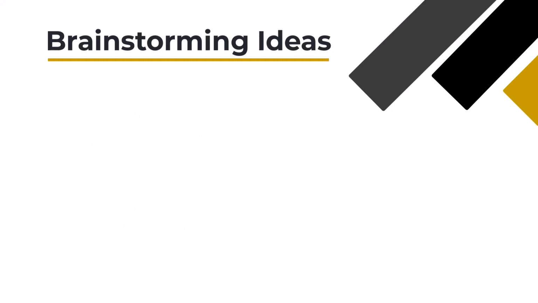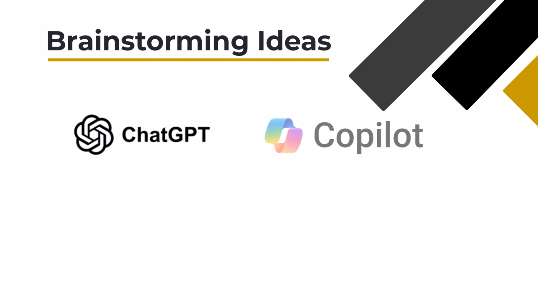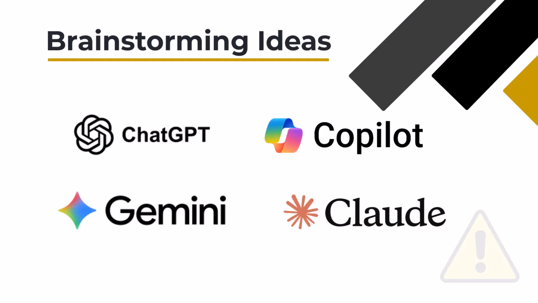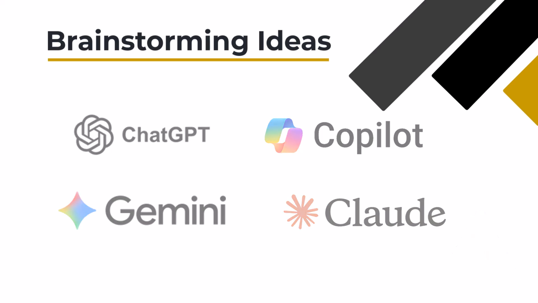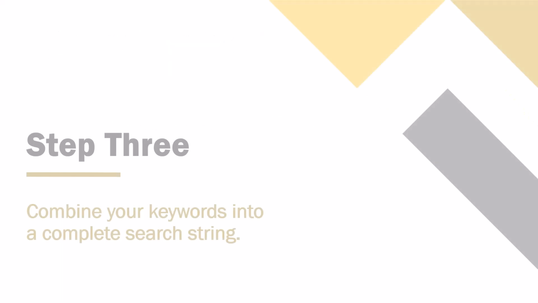Some researchers also like to use generative AI tools to help brainstorm search terms. But do keep in mind that the suggestions from these tools may be biased, inaccurate, or incomplete. Now that Harriet has a good set of search terms, she's ready for step 3.